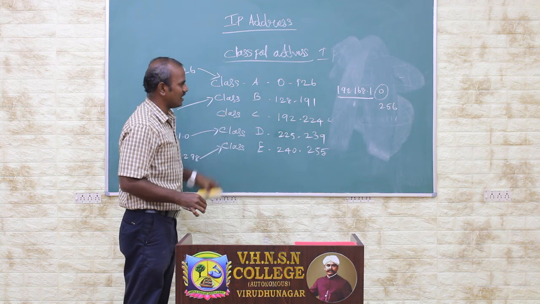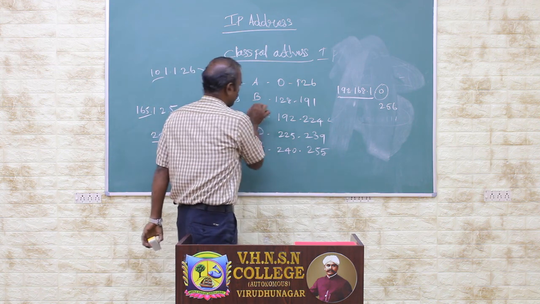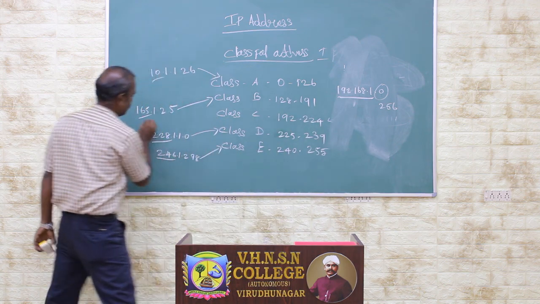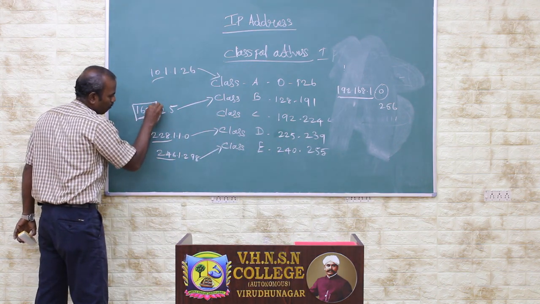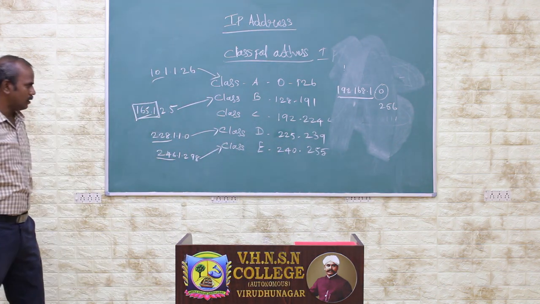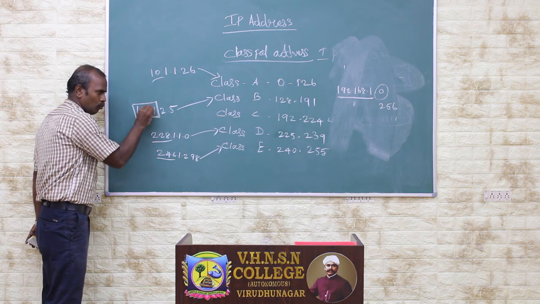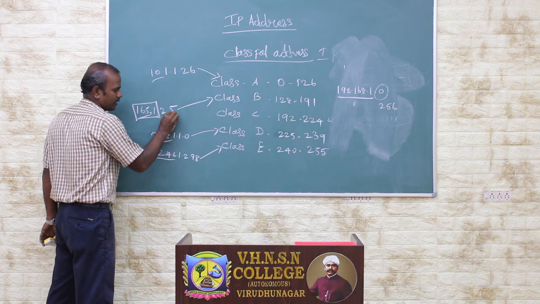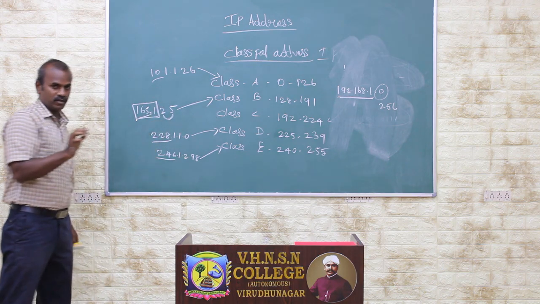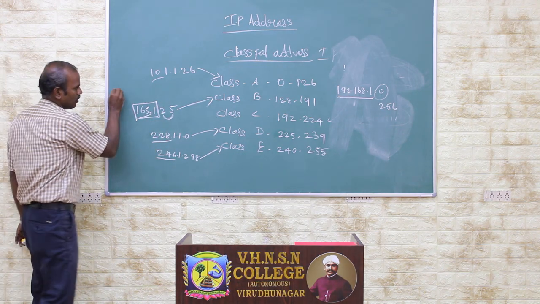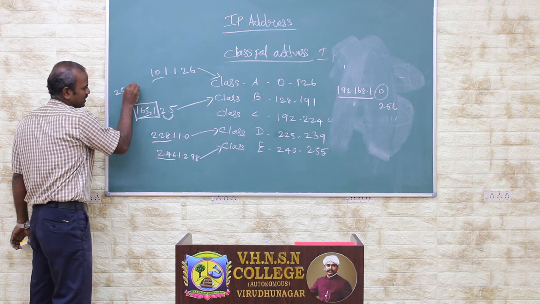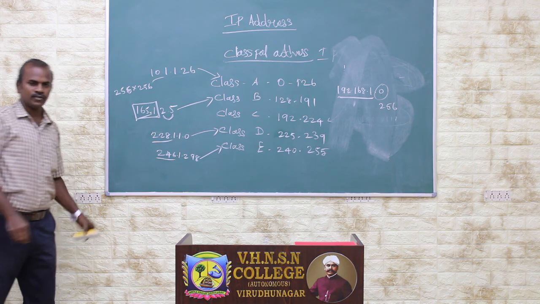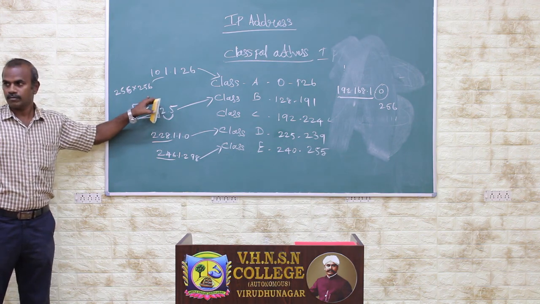If you are taking the class B address, the first 2 parts must be the same. The remaining 2 parts can differ. So you can use 256 into 256 systems that can be configured.